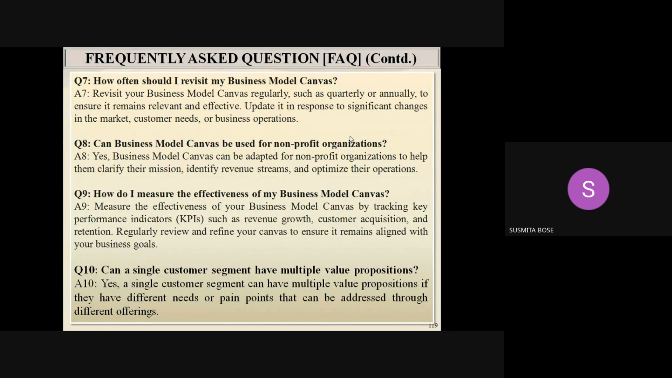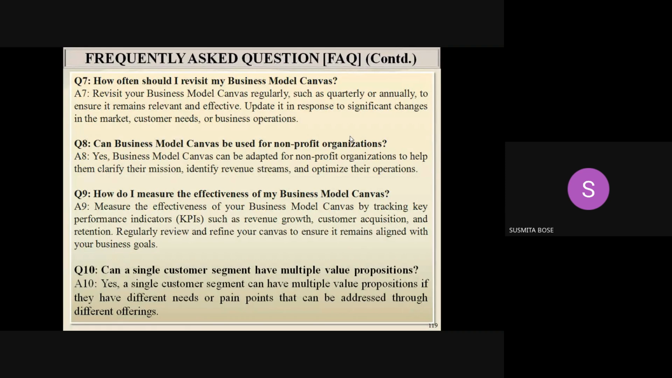Can the business model canvas be used for non-profit organizations? Yes. The business model canvas can be adapted for non-profit organizations also, to help them clarify their mission. Non-profit organizations also have their mission, vision, goals and objectives. To help them achieve their goals and objectives, they need their BMC. BMC helps them identify their revenue streams and optimize their operations.